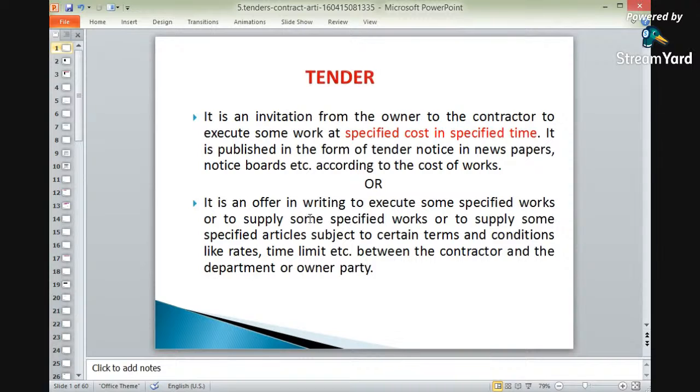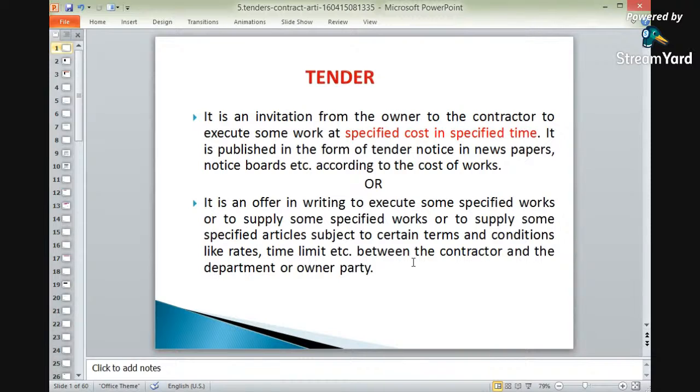It is an offer in writing to execute some specific work, or to supply some specified articles, subject to certain terms and conditions like rates, time limit, etc., between the contractor and the department or the owner party. So there is a dealing between a contractor and the owner. Mutual understanding and mutual dealings are there between the two parties: on one side the owner, and on the other side the contractor.